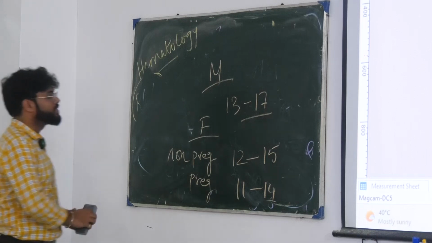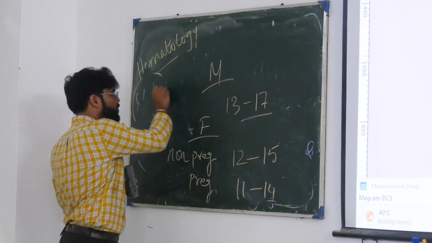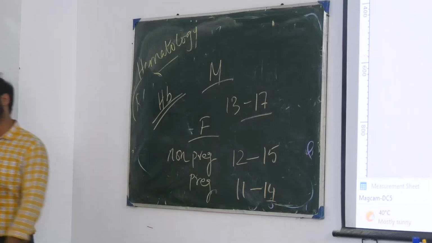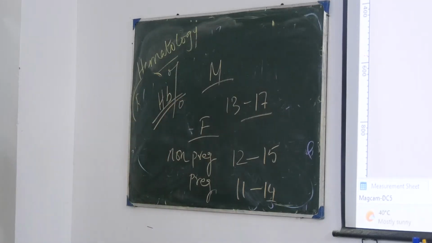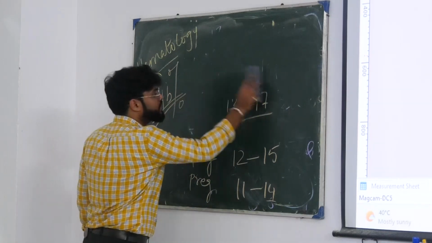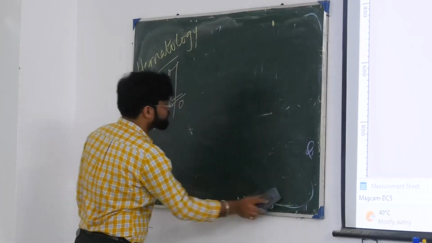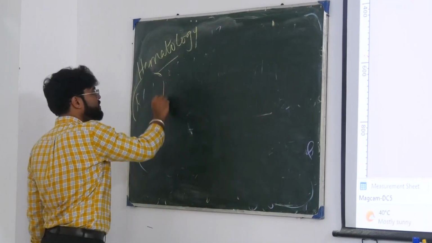So this is one parameter, hemoglobin percentage, another parameter. The other parameter I mentioned was RBC mass, so normal level of RBC mass, total count of RBC, normal level 4.5 to 5.5 into 10 to the power 6 per microliter. Okay. Next, my question is, what are the RBC indices? What are the RBC indices?